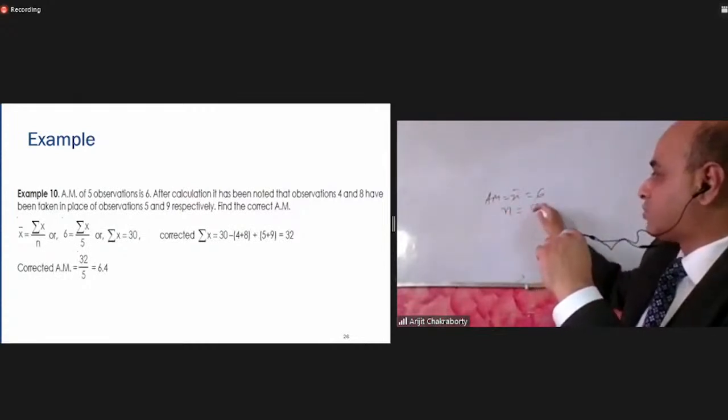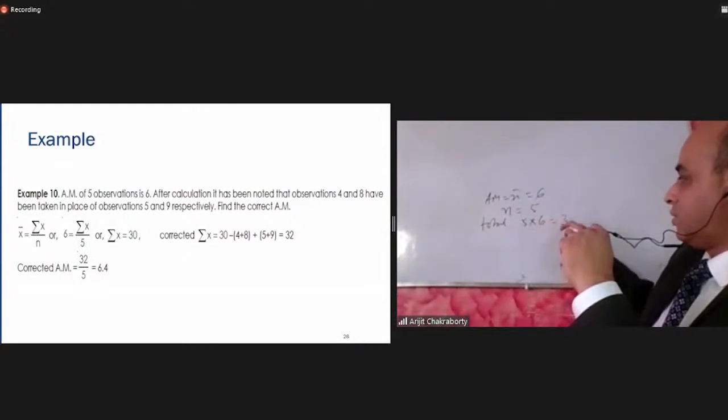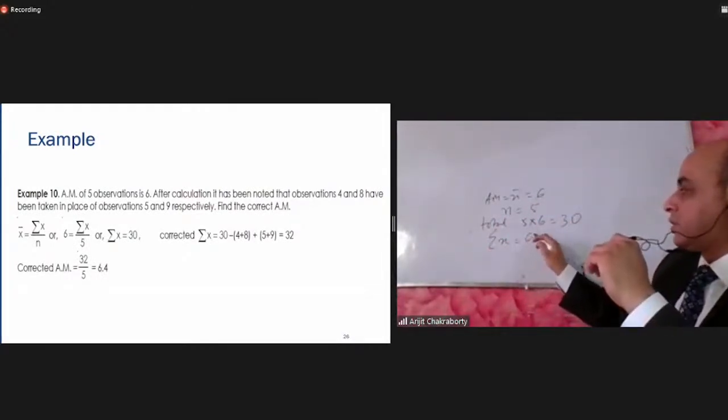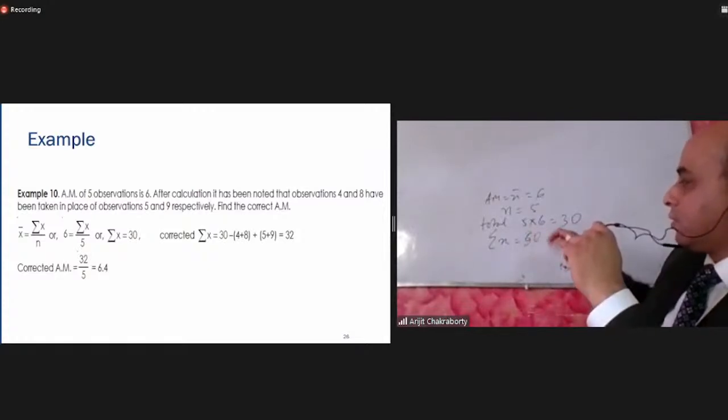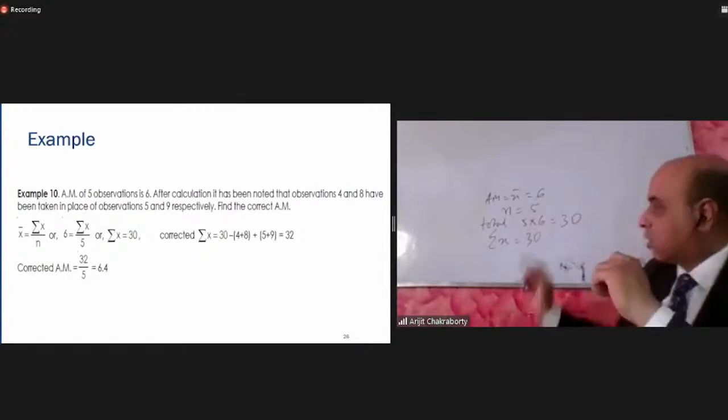Number of observations is 5. So the total is 5 into 6, that is 30. Fine. I can say sigma x is 30. Now the question is, this is wrong.